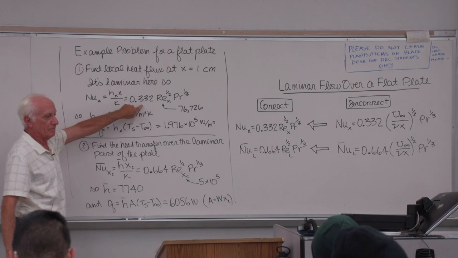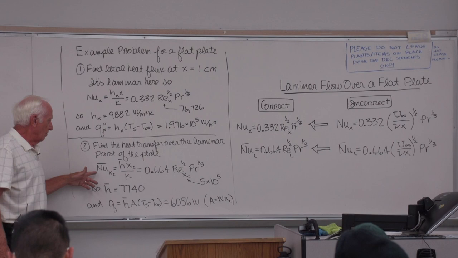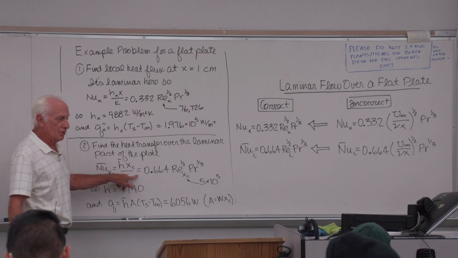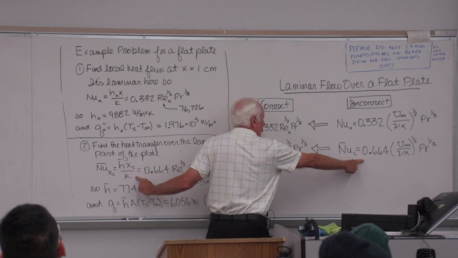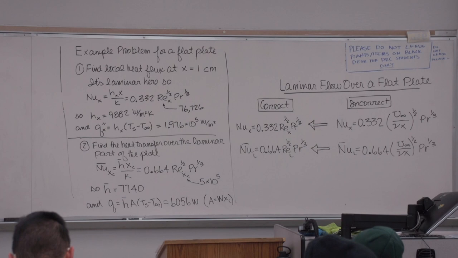Part two was find the heat transfer over the laminar part of the plate. So it's laminar, but now you want the average, the bar, because it's over a certain region. So this is the correct equation. The one in your notes is probably this one right here, which is incorrect. So cross that out in part two on that line and replace it with the correct one, which is right here. But again, the numerical answers are correct because I just copied the incorrect equation from my notes to the board.